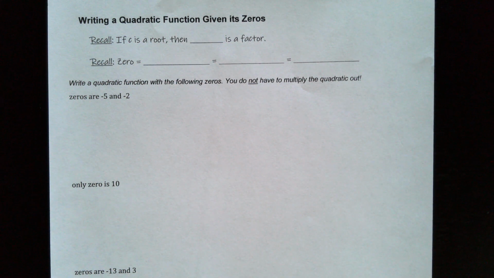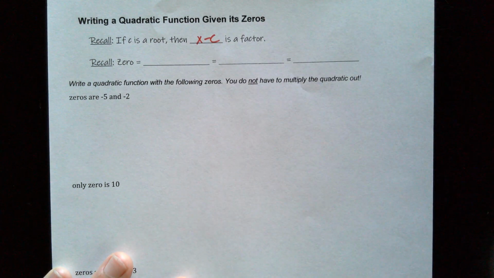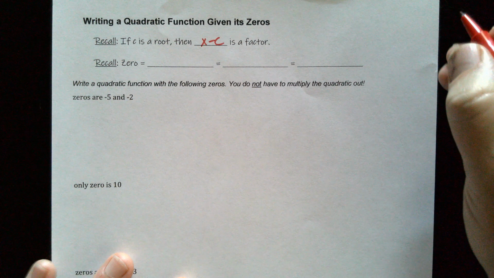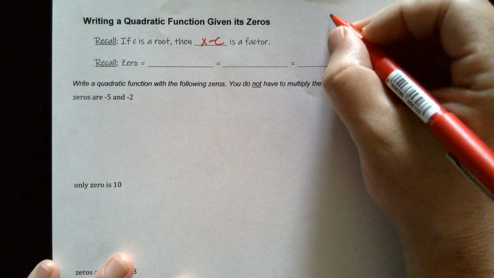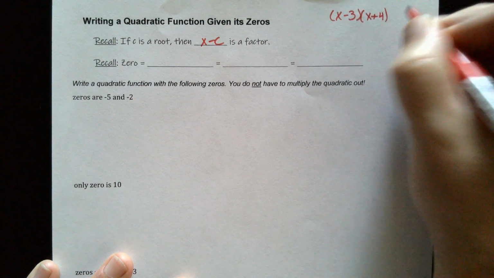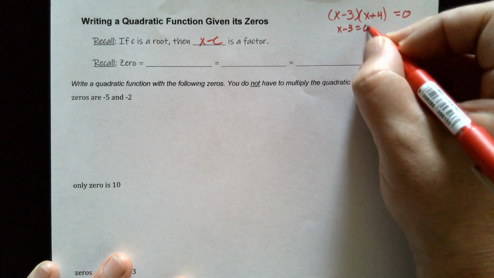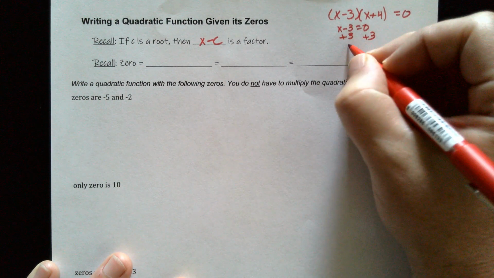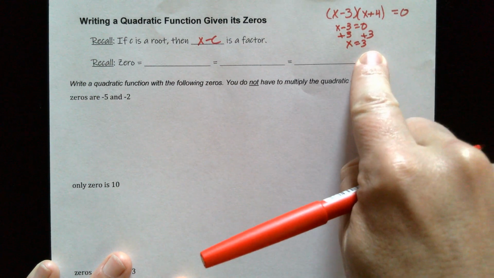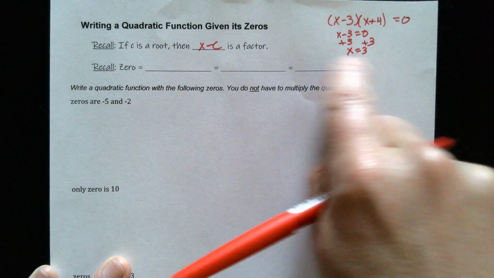In this video, we'll be writing a quadratic function given its zeros. Let's also recall that if c is a root, then x minus c is a factor. I'll remind you of something that we did in a previous video. If you factor into something like x minus 3 times x plus 4 equals 0, you would get what solutions? Let's see, x minus 3 equals 0, you add 3, and you get x is equal to 3. So remember, it's the opposite sign. So it was a minus 3 as a factor, it's a positive 3 as an actual root. Okay, and that's what this is saying here.